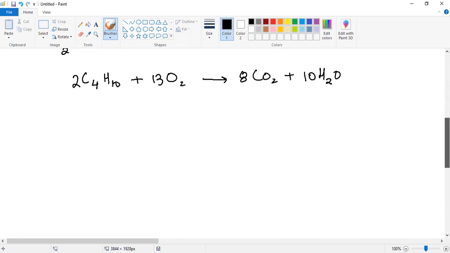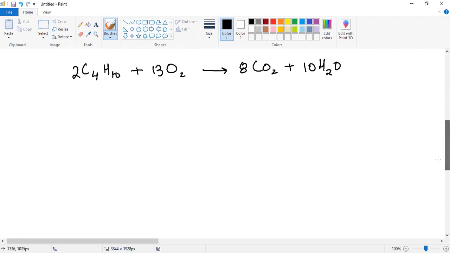Now, there are certain equations where writing down the symbols is very important. For example, in this case, it might not be that important, but there are other cases where it is very much important. In combustion equations, it isn't, however, necessary. But just to make sure that you know these symbols, I'm going to write them over here.